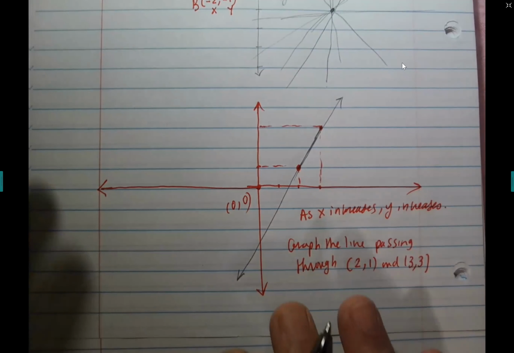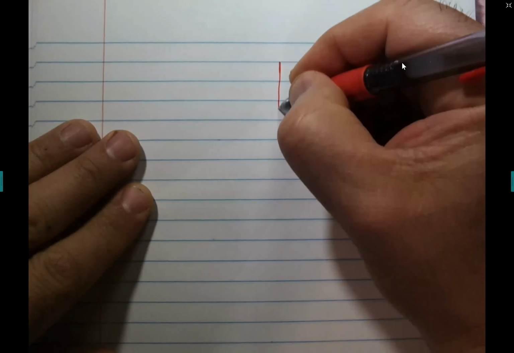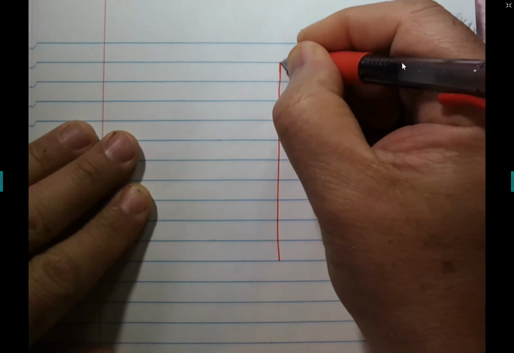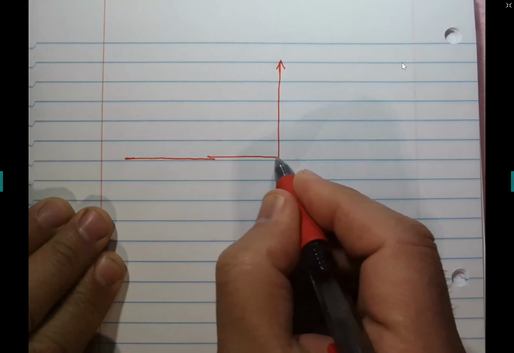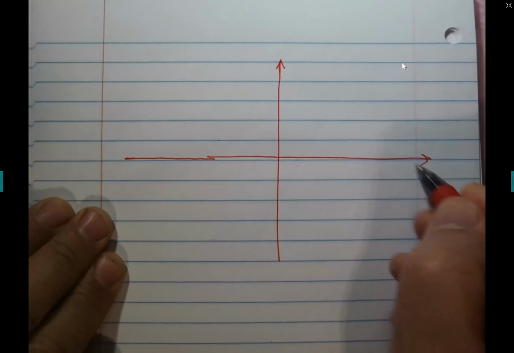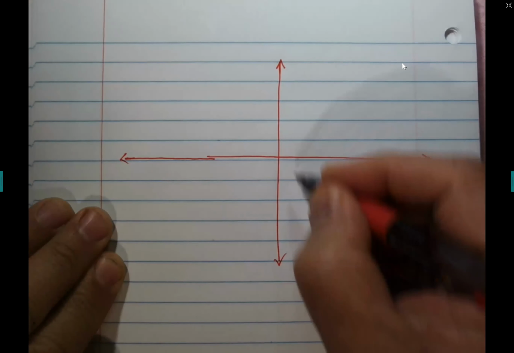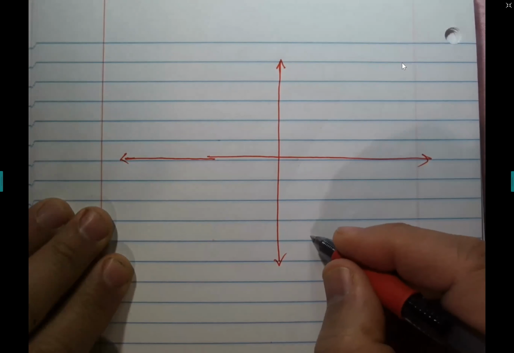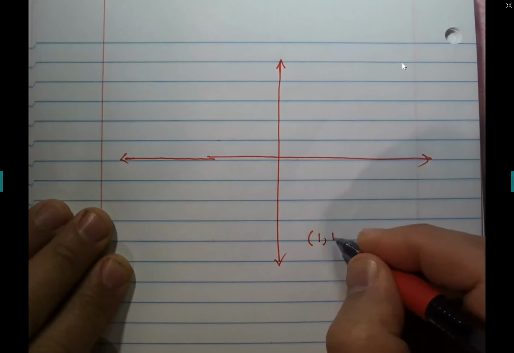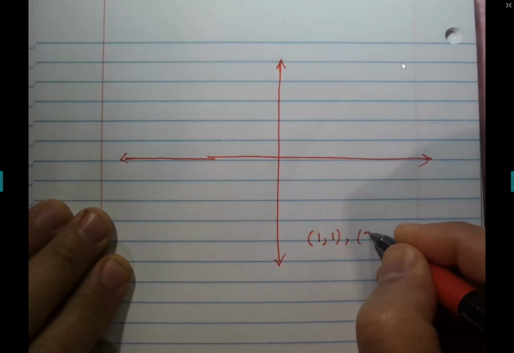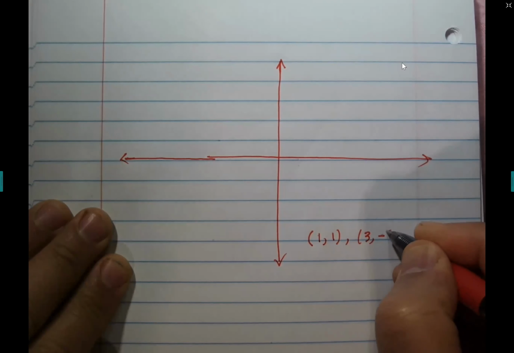Let me show you another line where it's a different story. You don't see exactly the same thing that you're seeing here. Watch. Okay, I'm going to give you those 2 points. Sketch the line passing through those 2 points: (1, 1) and (3, -5).